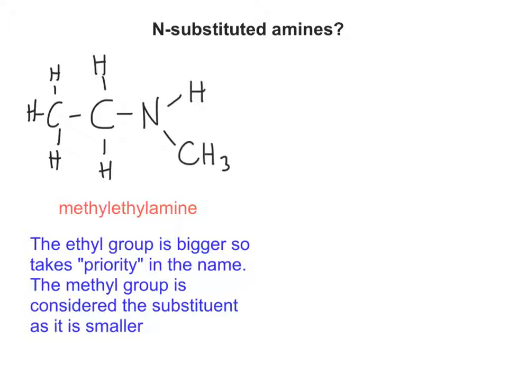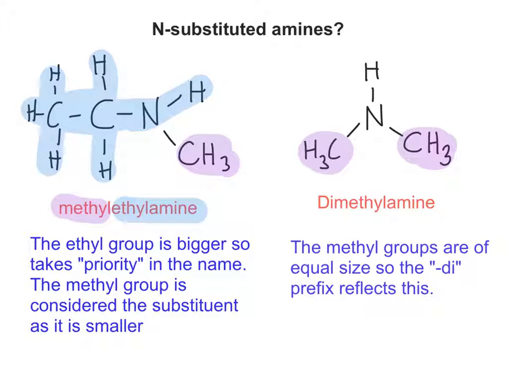You might be thinking, surely the same idea can be applied to amines. Well, it can. This one would be something called methyl-ethylamine. The ethylamine will be the main part of the molecule, and the methyl group would be the substituent, because it's smaller, it's a shorter chain. In the other example, dimethylamine, the methyl groups are of equal size, so the di prefix reflects this.